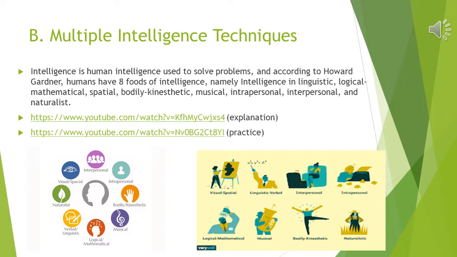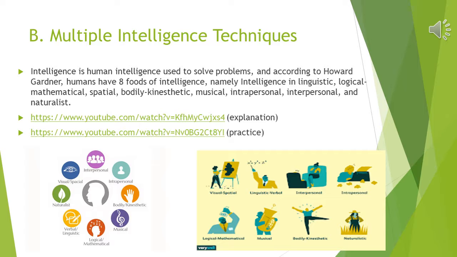And the last, intelligence naturalis. It is the ability to understand flora and fauna well, the ability to understand and enjoy nature, and to use the ability productively in hunting, farming, and developing knowledge of nature.